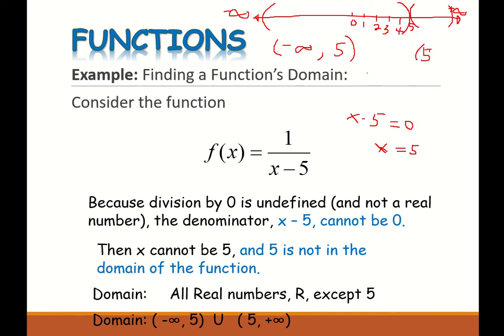Okay, so we have to use parentheses also. And this is positive infinity. Then we have the union symbol. It means that we have to combine the values that belong to this interval and also this interval, excluding 5. Because 5 will make the function undefined, so we exclude that number.